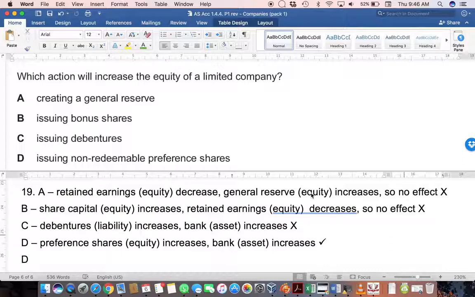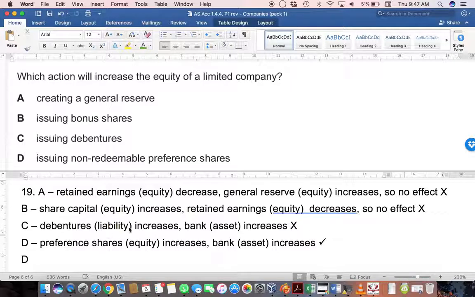So A is not an option. B, issuing bonus shares. If this was a normal share issue, we would increase or credit our share capital and debit bank. But in this case, remember that bonus shares actually come out of our retained earnings. So the share capital or equity will increase, but retained earnings decreases. And since retained earnings is also an equity, as it was when we turned it into a general reserve, it means that we actually are going to cancel it out, and again, there's no effect. B, we cannot use.